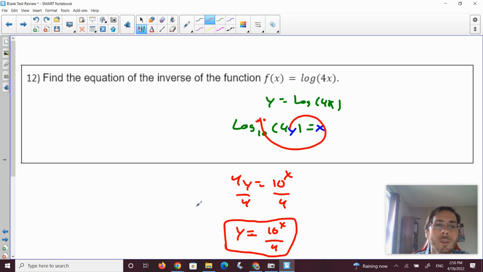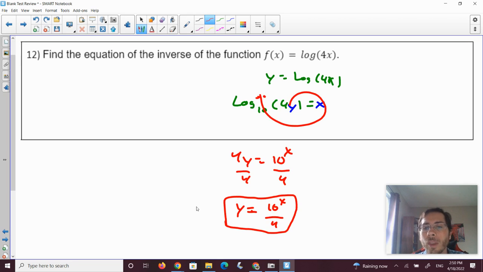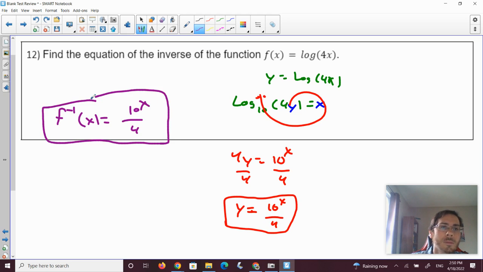We don't divide those because remember, we have to do exponents first. It's 10 to the x over 4. And that's it. So that's our equation for y. Let me write it with the inverse notation. F minus 1 of x is equal to 10 to the x over 4. There we go.